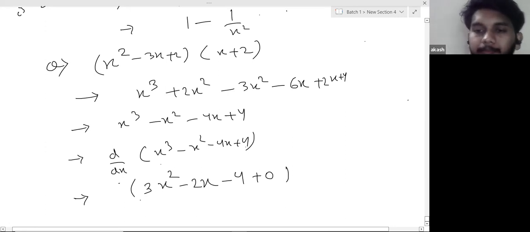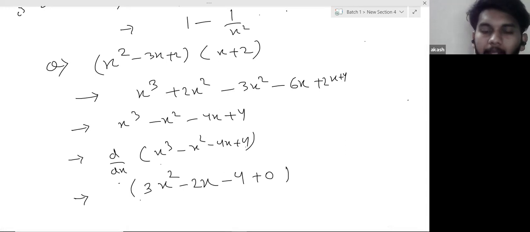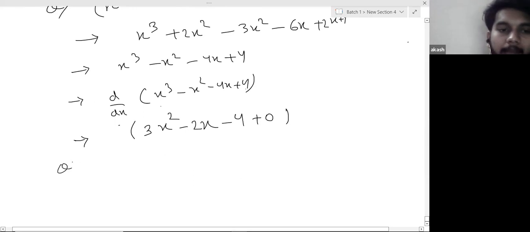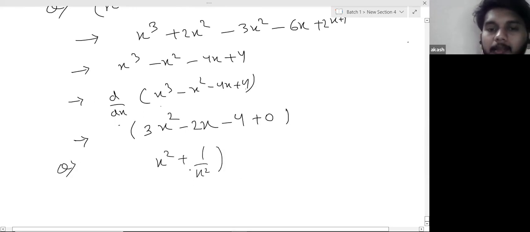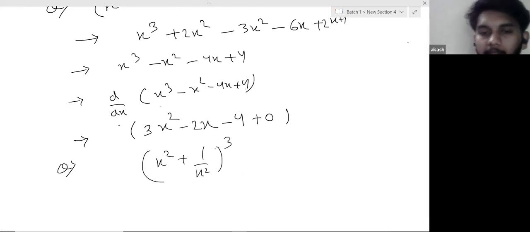Clear? Is this clear? Next question: x square plus 1 upon x square, whole cube. Differentiate this one.